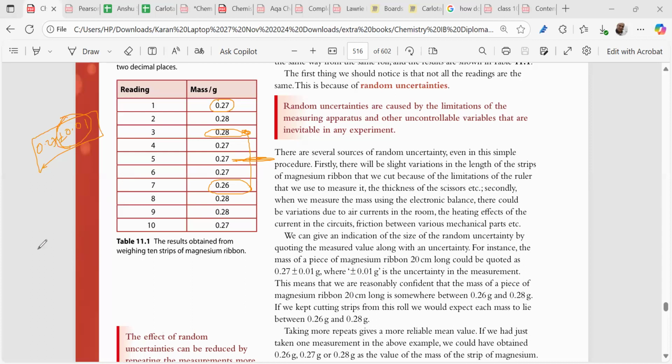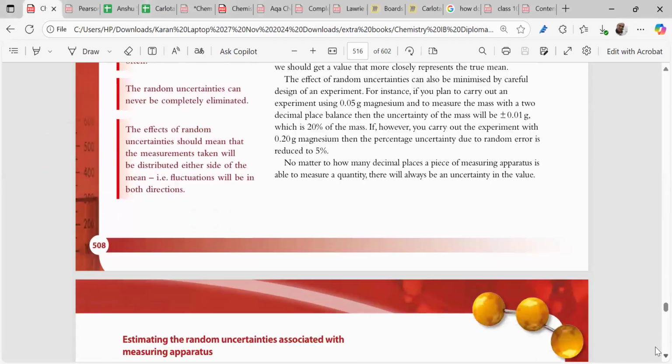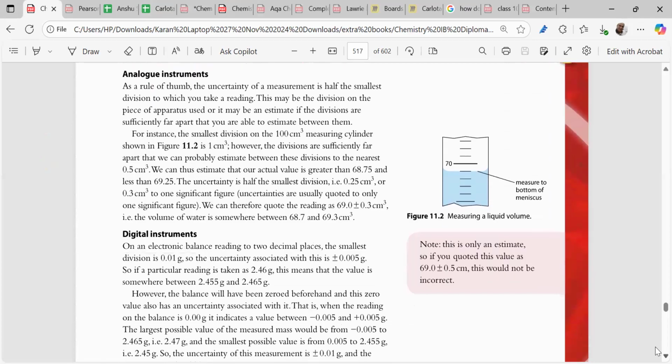Now, next part: when you talk about this uncertainty, how to find it out if you have an analog instrument? Suppose you have a burette, the random uncertainty will be half of the smallest value. Is it clear? Half of the smallest value. This burette will be measuring what? This is approximately 0.5, isn't it? So this is very important. It is half of the smallest value. Sorry, this is 0.1, my bad.